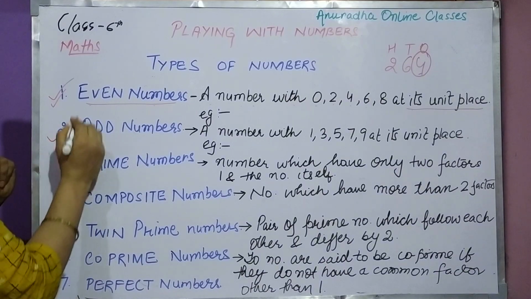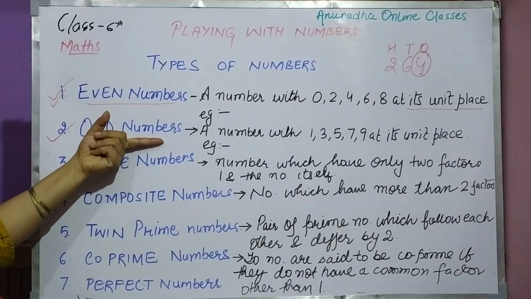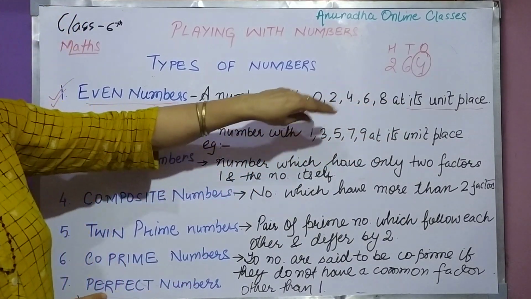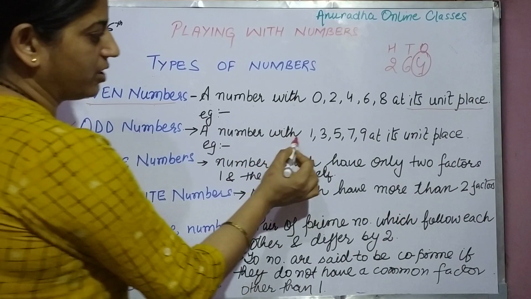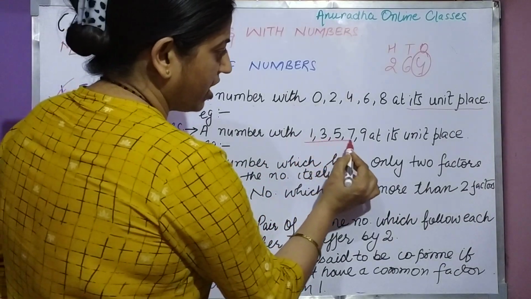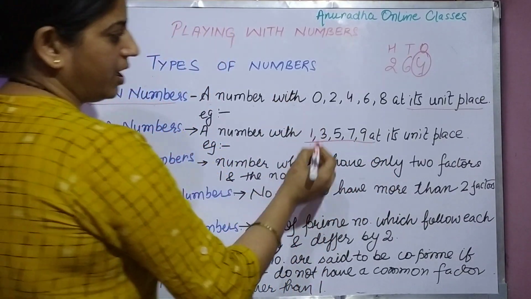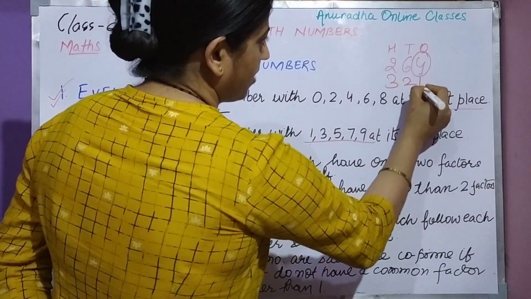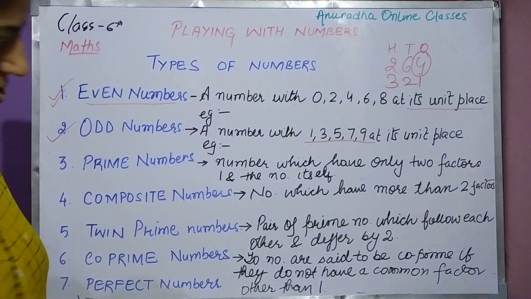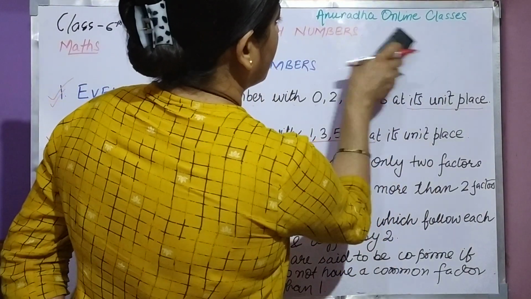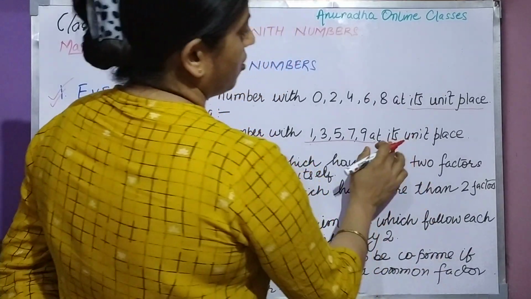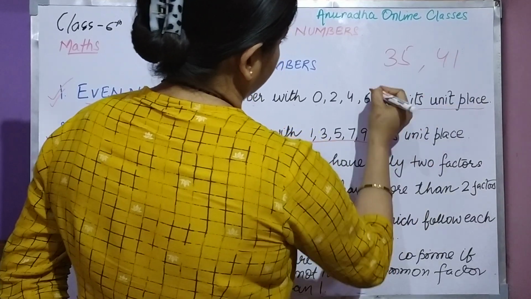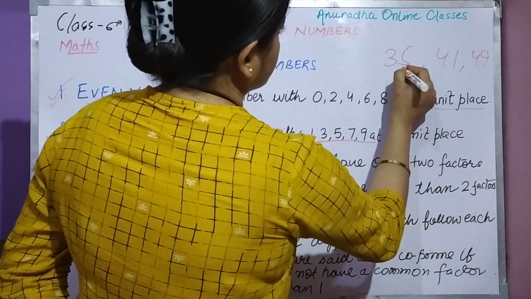Now, come to the next type: odd numbers. What are odd numbers? Odd means where the unit place is not these, but 1, 3, 5, 7 and 9. If I have written 321, you have to see the unit place. I have written 35, 41, 49. You will see the unit place.